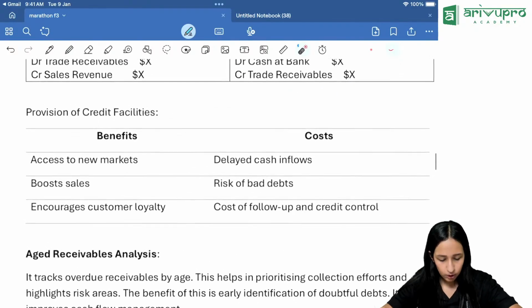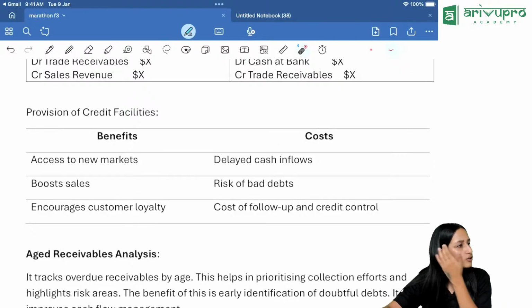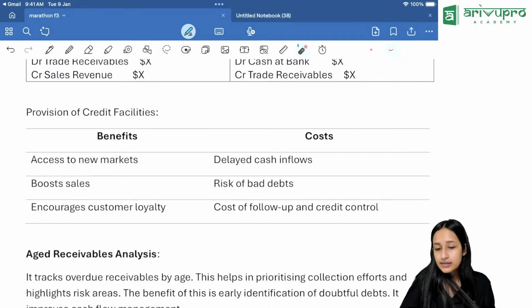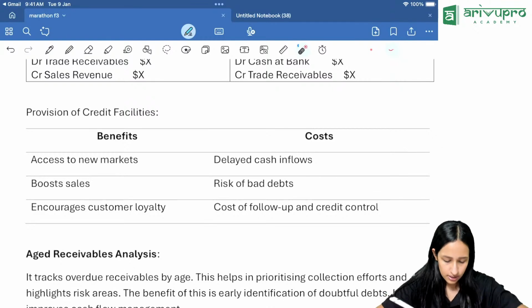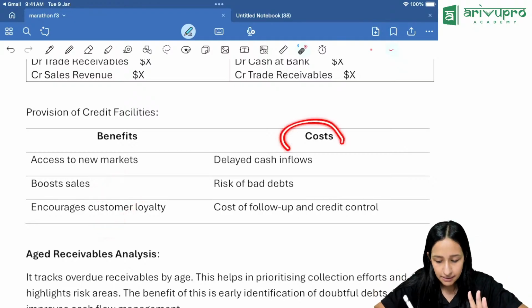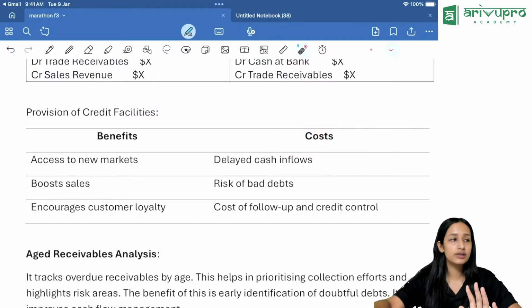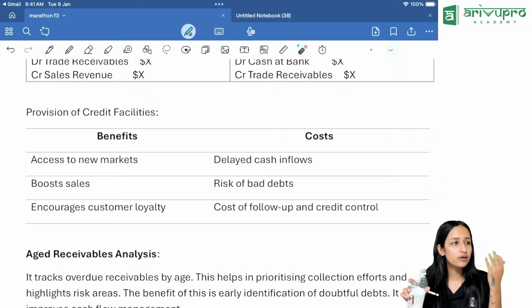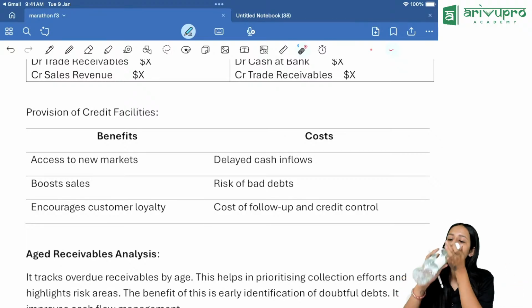Okay, now why do we need to give credit to customers? So that we can access new markets. Why? If people get credit, they will be happier to use the products that we are selling. It boosts sales and encourages customer loyalty. Yes, but at the same time the cost is delayed cash inflow. The thing that we could get paid for right now, we are not getting paid for because we want to be on good terms with customers. So we are doing a little bit according to what they want.